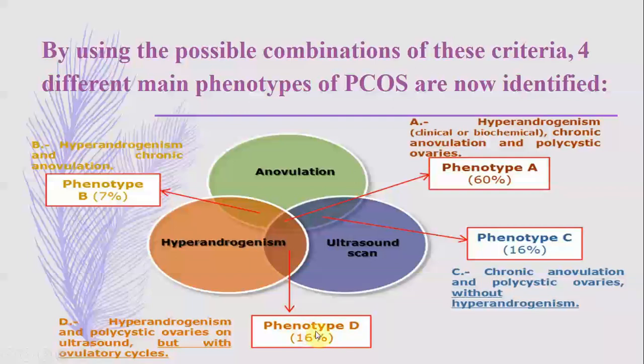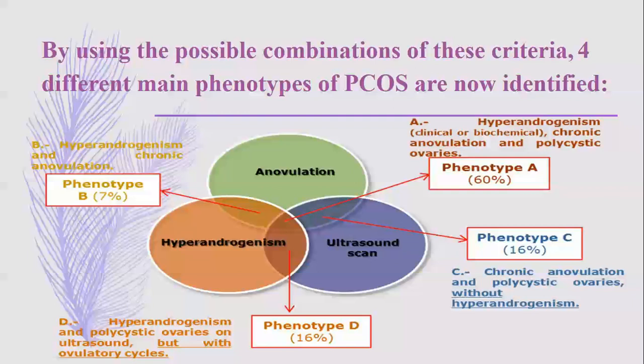Phenotype D, 16%: hyperandrogenism and polycystic ovary on ultrasound, but with an ovulatory cycle. That means the patient presents to the outpatient clinic complaining of acne, hirsutism, frontal baldness, and there is a polycystic ovary by ultrasound, but she has a regular cycle. These are the types that may suggest that the patient has Polycystic Ovary Syndrome.